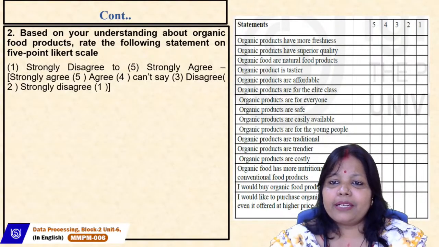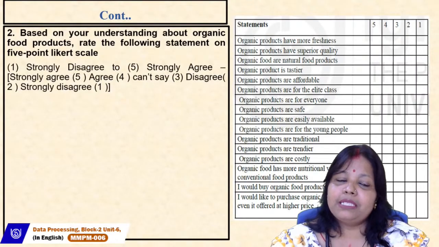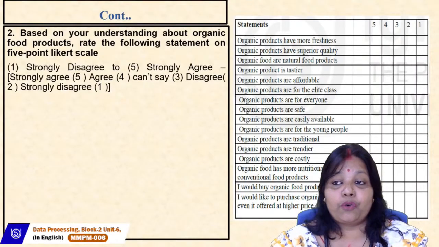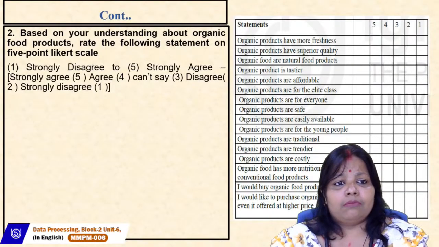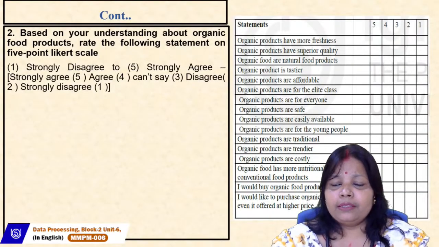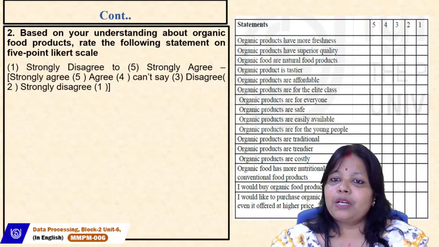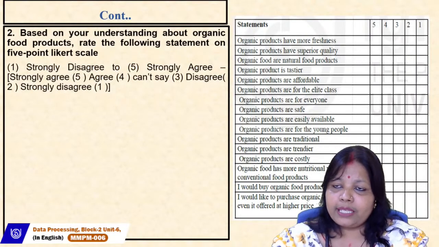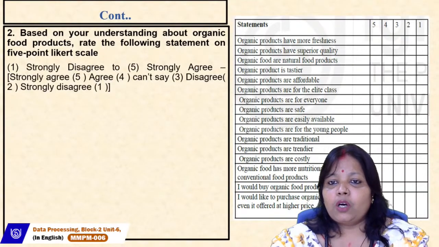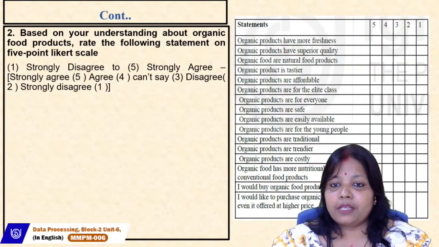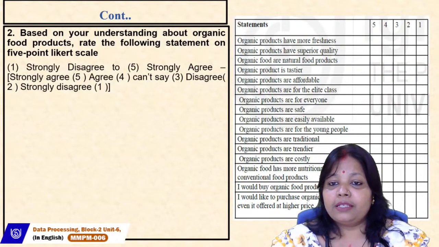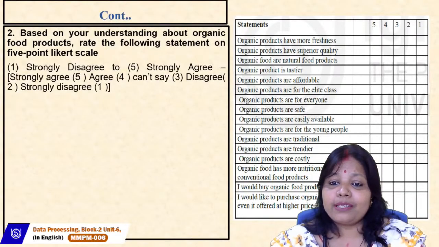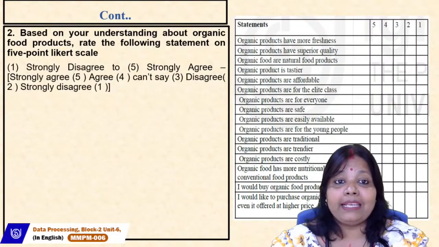Similarly, organic products have superior quality. If somebody strongly agrees with that, then he will put 5 here, because another respondent totally agrees that organic products have superior quality. Organic foods are natural fruit products. Organic products are tastier. Organic products are affordable. So these are the points I have mentioned, which is actually my objective.